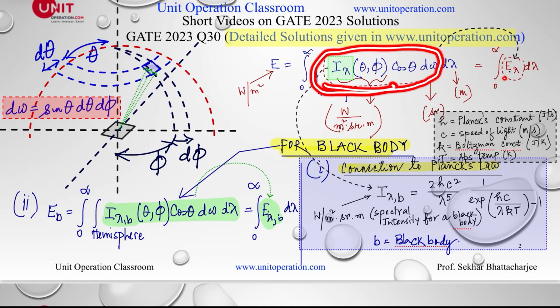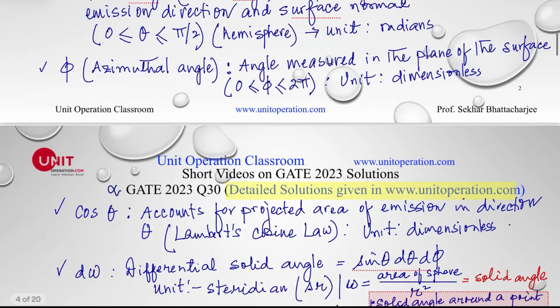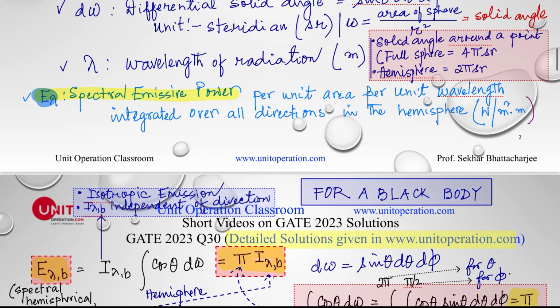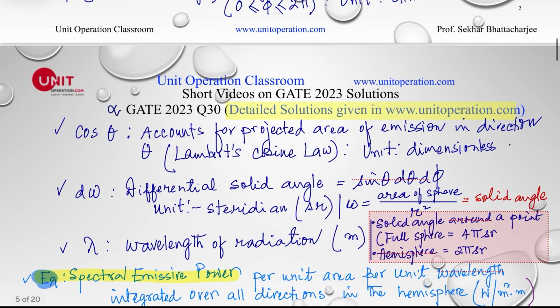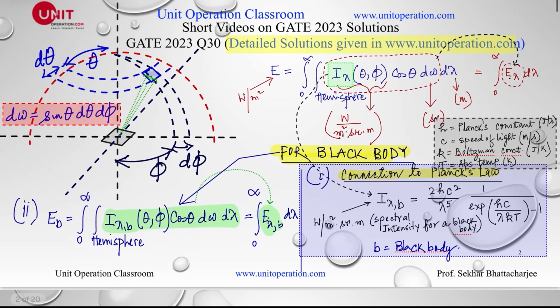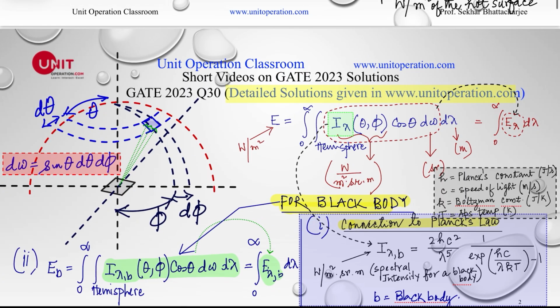Now this E lambda has to be integrated over all wavelengths, that's 0 to infinity. So how do you describe E lambda? E lambda is the spectral emissive power, that is the energy emitted per unit area per unit wavelength, integrated over all directions in the hemisphere. So we understand at least sketchily, even vaguely, but for a deeper understanding you have to read the textbook. This is my basic equation, and you can see the units here.